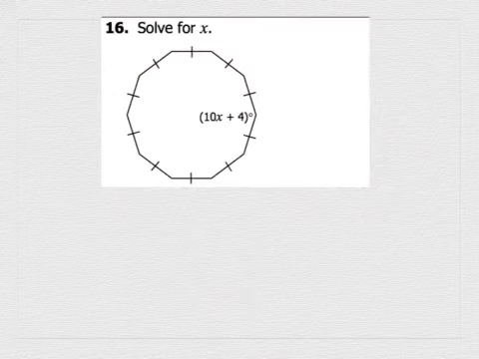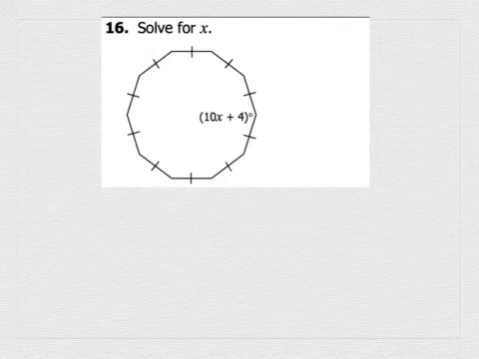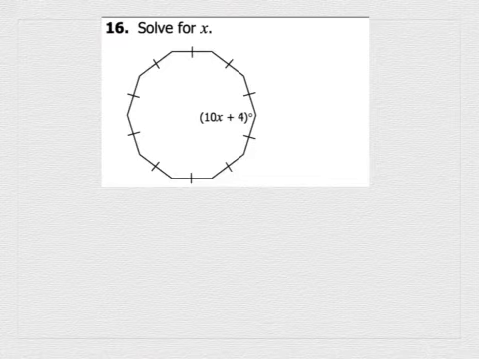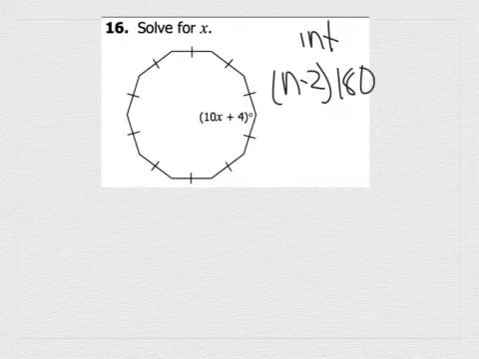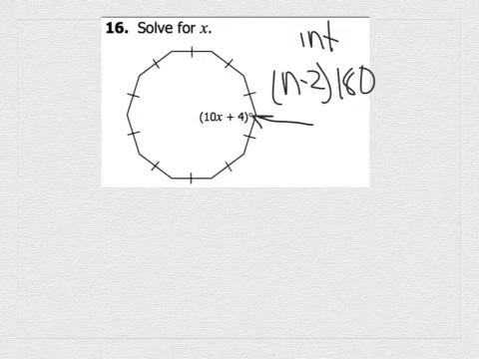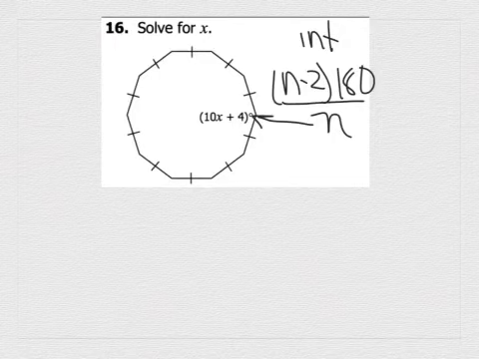First thing we want to do is see what we notice. We notice the tick marks mean all angles are congruent, all sides are congruent. We have interior angles, so we're going to start off by writing interior angles. So with interior angles, n minus 2 times 180. Now this vertex right here, they're only giving us one angle. So we could divide this whole thing by n and set it equal to 10x plus 4.